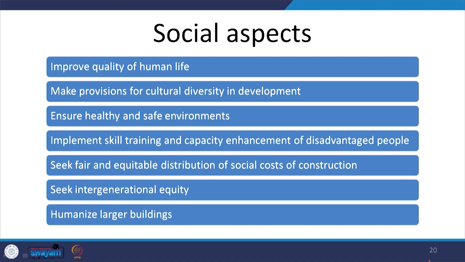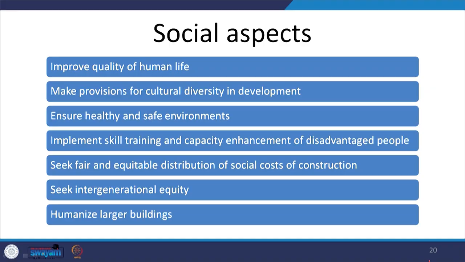We have to design buildings in order to seek intergenerational equity. We cannot design a building just for a particular age group, say the working class. We cannot forget the elderly. We cannot forget children or other generations. So, we have to seek intergenerational equity.